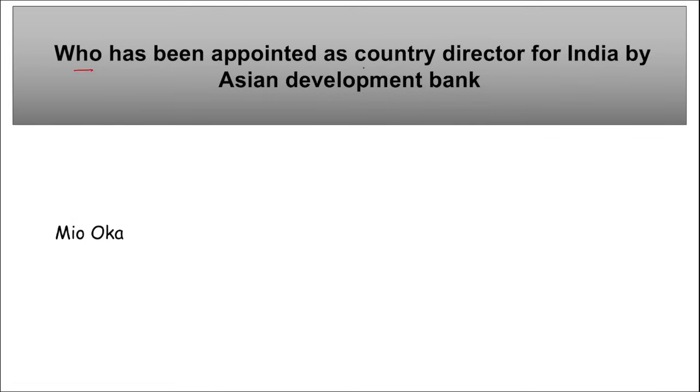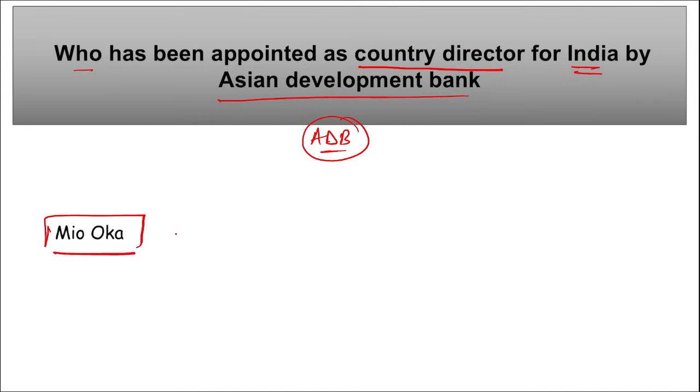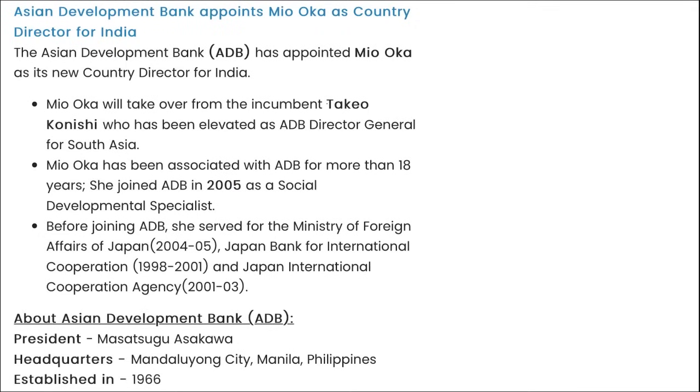Next, who has been appointed as the country director for India by Asian Development Bank? So Asian Development Bank recently appointed whom as their country director for India? So Mio Oka, right? Mio Oka has been appointed as the new country director for India. Correct? And she will succeed whom? She will be succeeding Takio Konishi. Correct? Mio Oka will take over from the incumbent Takio Konishi, who has been elevated as the ADB, Asian Development Bank's Director General for South Asia.